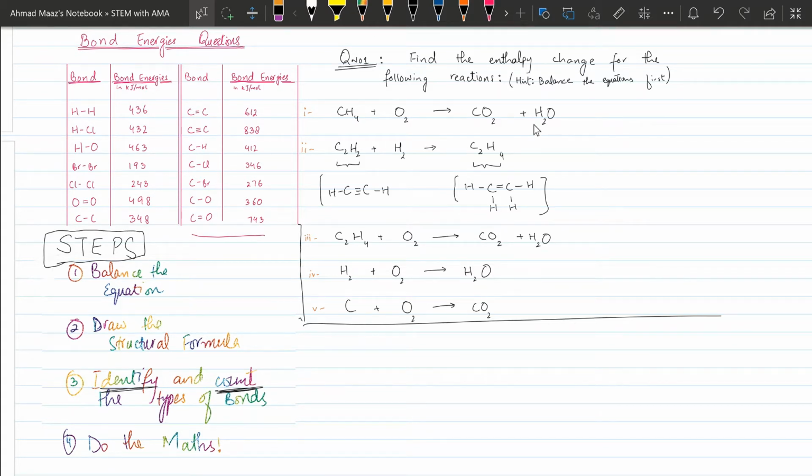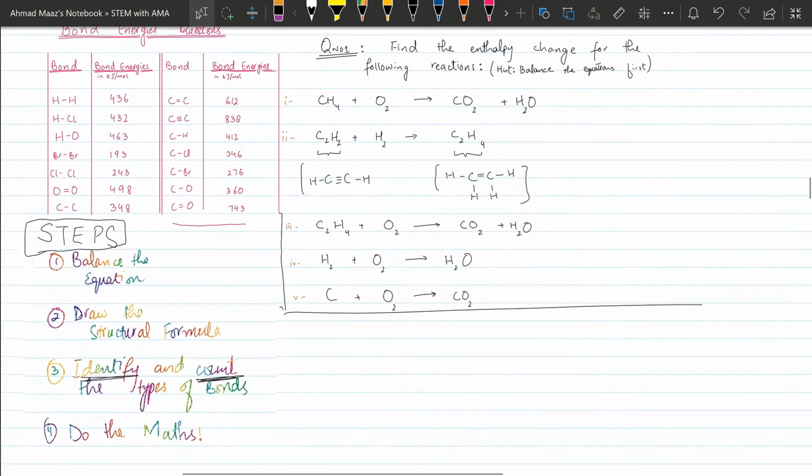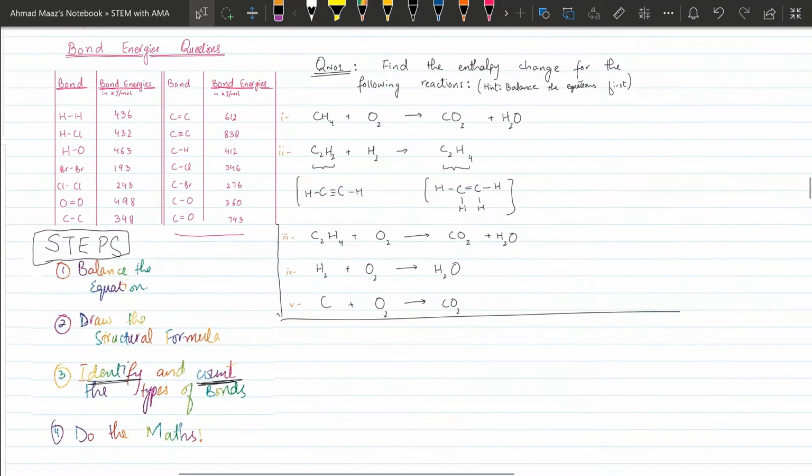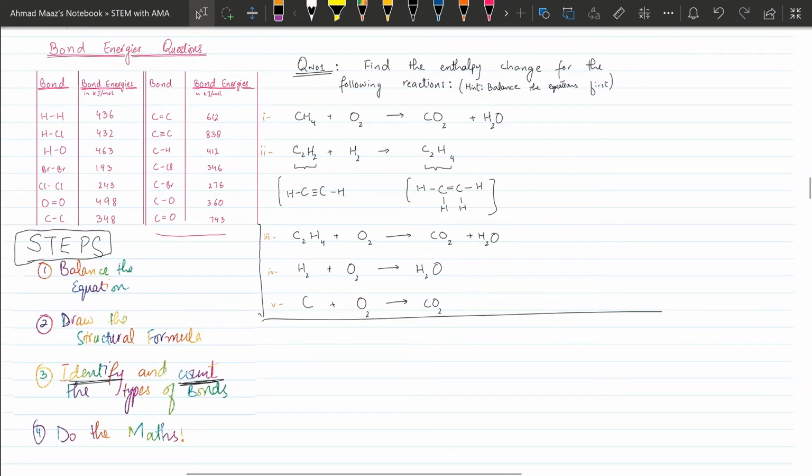Alright, so here is a practice of calculations regarding bond energies and enthalpy change. Let's try to see how we can solve for the enthalpy change of some reaction, using bond energies. These are the four steps that we'll be following to calculate the enthalpy change of any reaction.